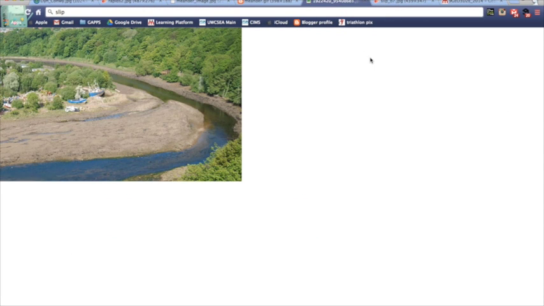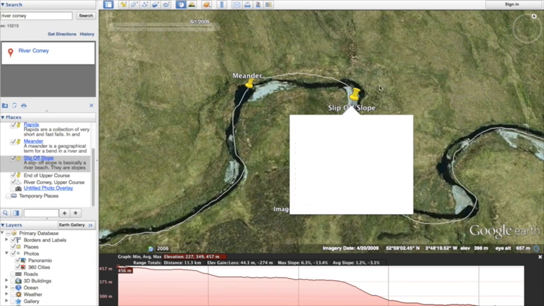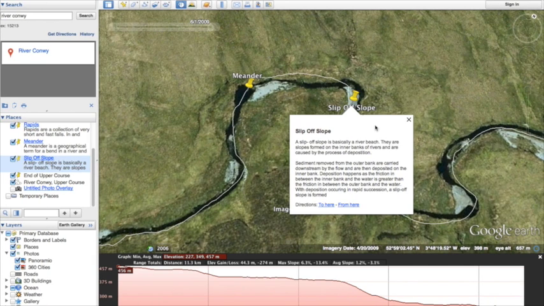So, the next one, which is right next to the meander, is a slip-off slope. A slip-off slope looks like this, and it is basically a river beach, as you can see over here. These ones here, here, here, and they are slopes formed on the inner banks of rivers, and they are caused by the process of deposition.